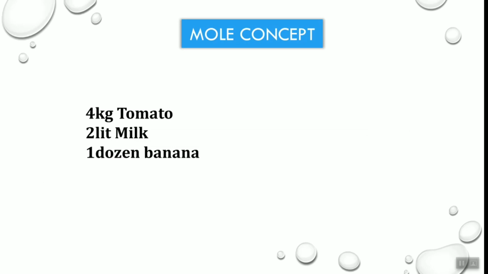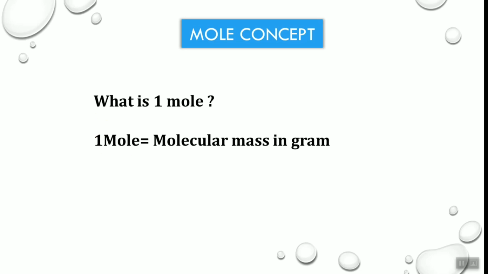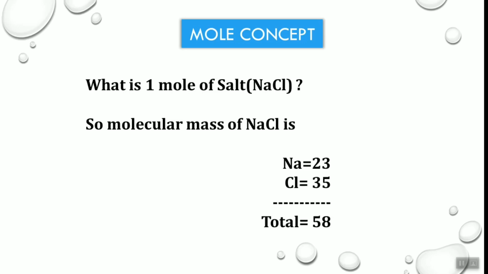My dear students, when you go to the market, you can buy 4 kilogram of tomato, 2 liter milk and 1 dozen banana. In these quantities you can see that kilogram, liter and dozen are all units. Likewise, mole is one type of unit. So what is 1 mole? 1 mole is equal to the molecular mass in grams.